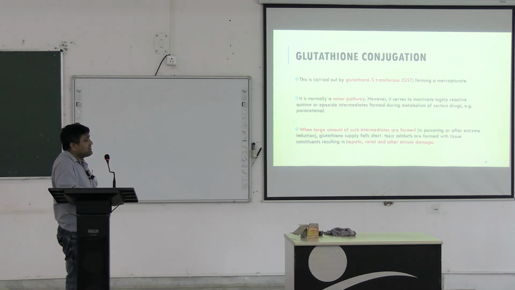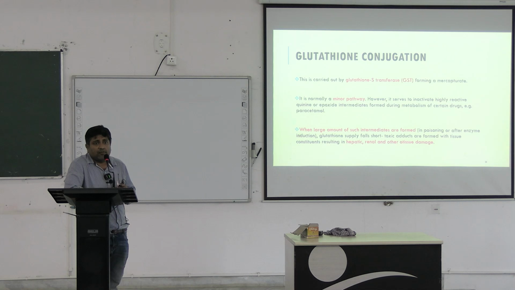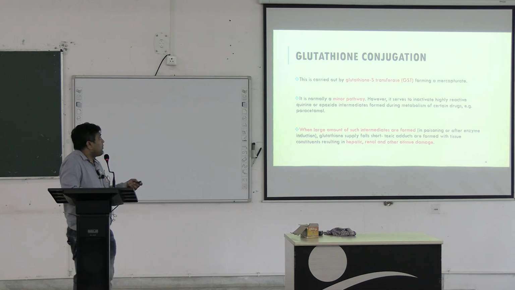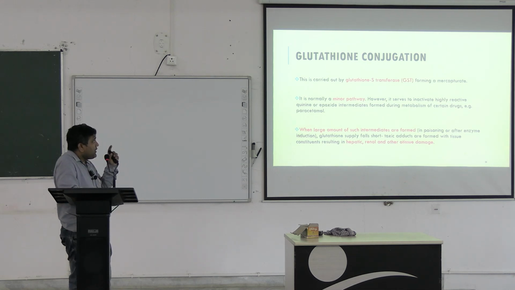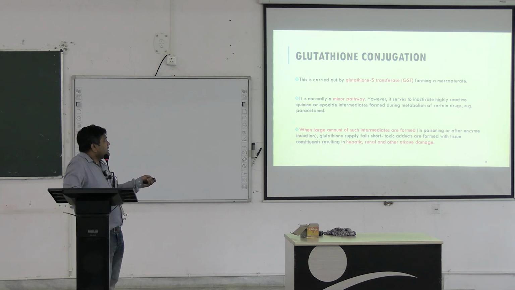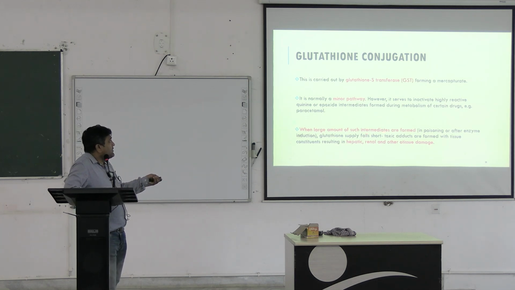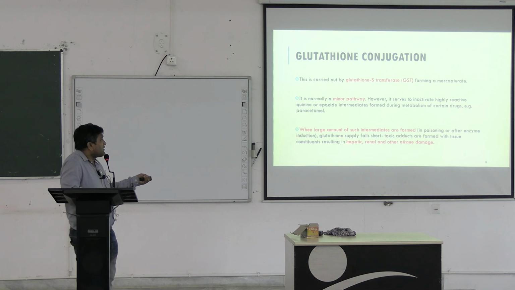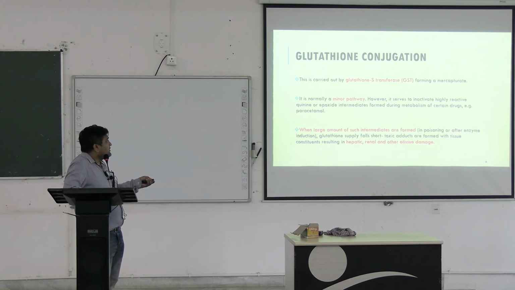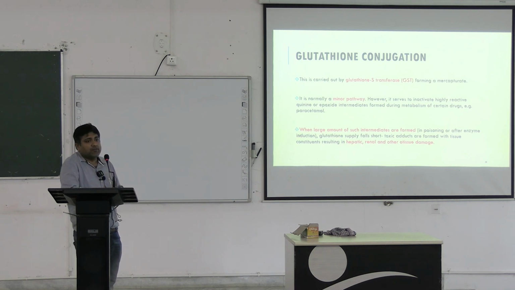Glutathione conjugation. The enzyme is glutathione S-transferase, forming a mercapturate. It is normally a minor pathway. However, it serves to inactivate highly reactive quinone or epoxide intermediates. When large amounts of such intermediates are formed, like in paracetamol poisoning, glutathione supply falls short and toxic intermediates accumulate, resulting in hepatic, renal or other tissue damage.